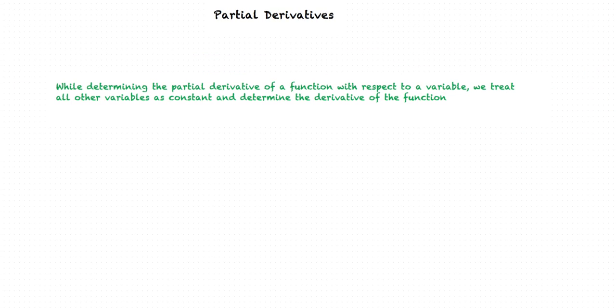Okay, I think I understand the concept. While determining the partial derivatives of a function with respect to a variable, we treat all other variables in that function as a constant and determine the derivative. Perfect.